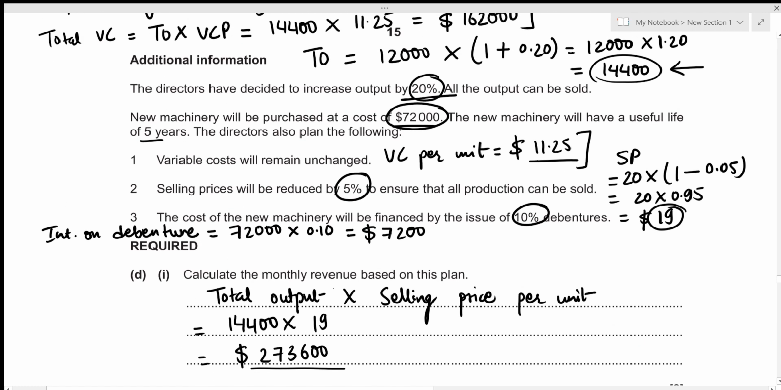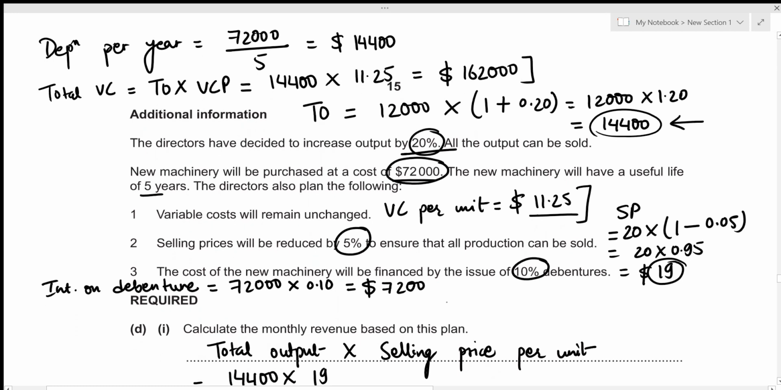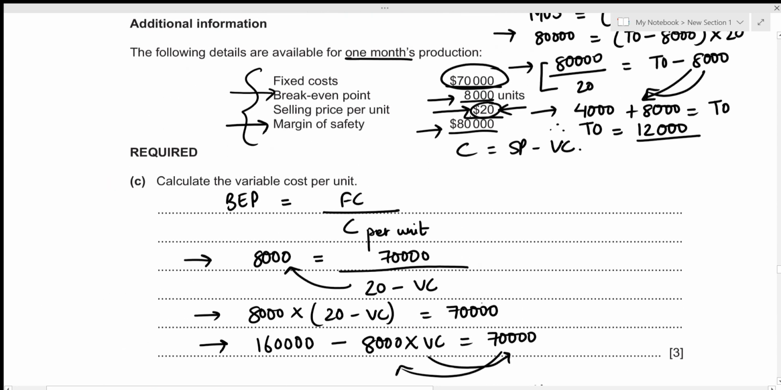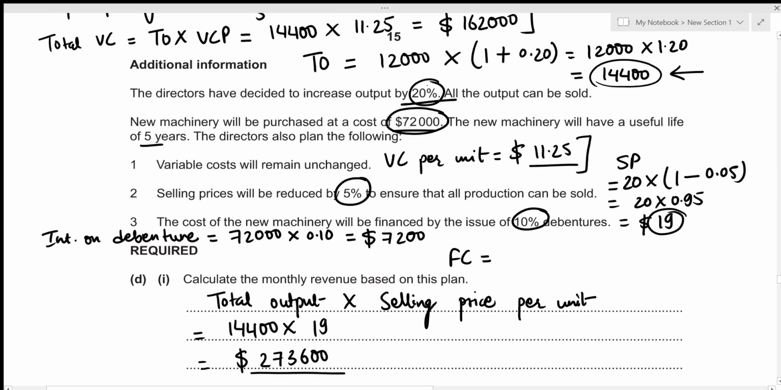Let's have a look above. We have not figured out our fixed cost per month, so let's figure that out. We will be starting with our original fixed cost per month, which amounted to 70,000. Let's write it down. So that's 70,000.